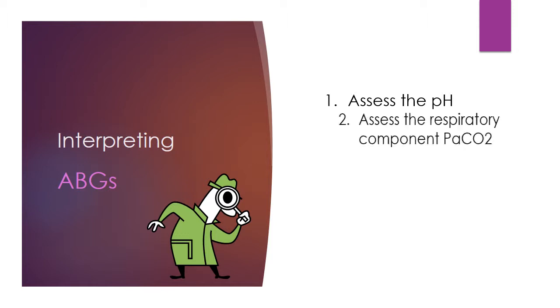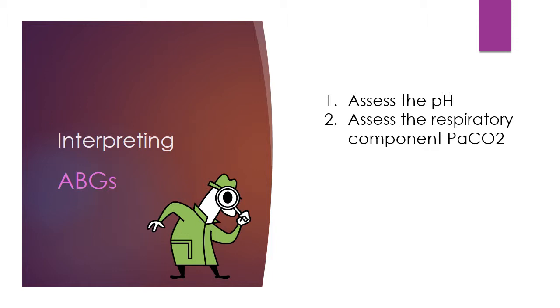So the next step is going to be to assess the respiratory component, partial pressure of carbon dioxide, also referred to as PaCO2. Normal range is 35 to 45. Increases indicate respiratory acidosis. Decreases indicate respiratory alkalosis.